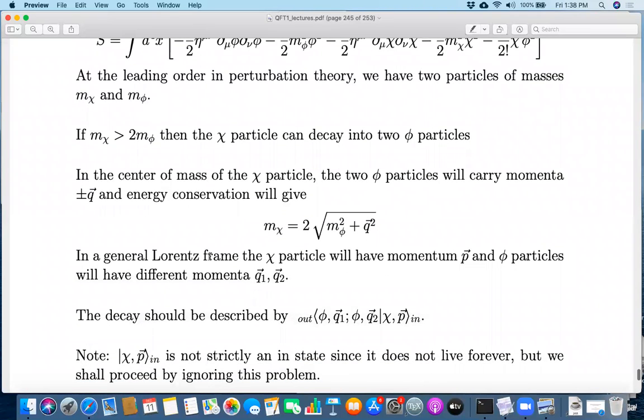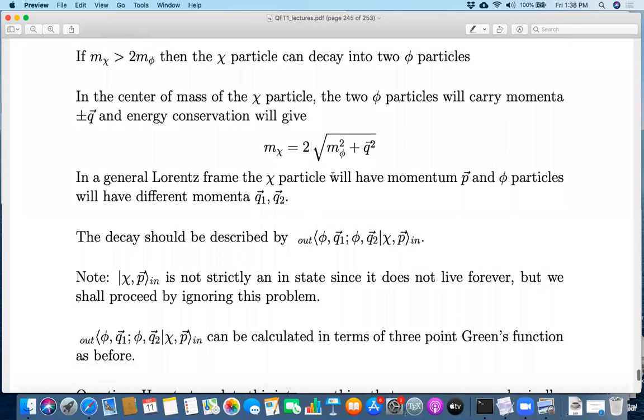And if you consider a general Lorentz frame, where the chi particle will have some momentum, which I call p, and the phi particles will have some momentum q1, q2. Then you have to satisfy the momentum conservation, that is p equal to q1 plus q2, and energy conservation, which is square root of p square plus m chi square, should be square root of q1 square plus m phi square plus square root of q2 square plus m phi square.